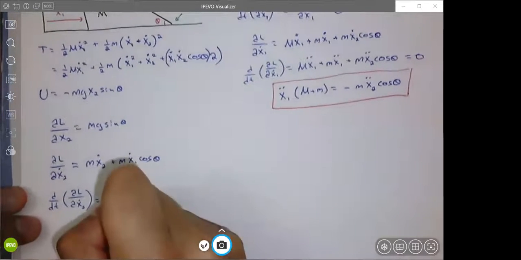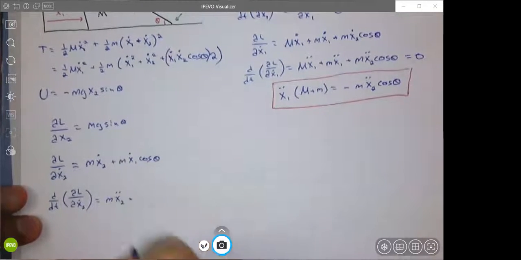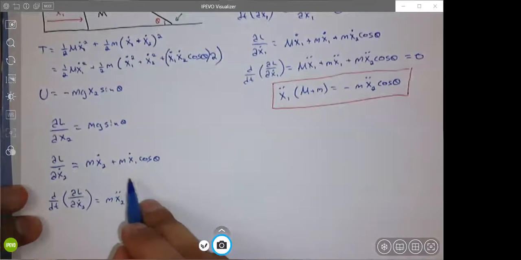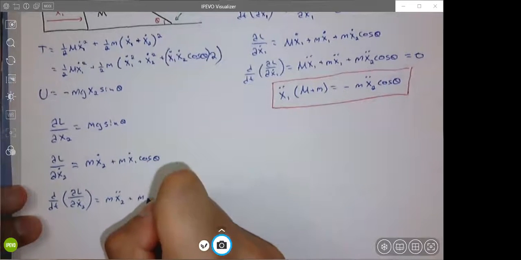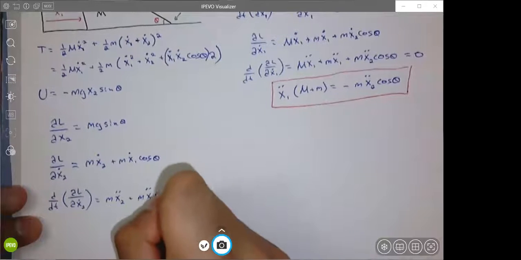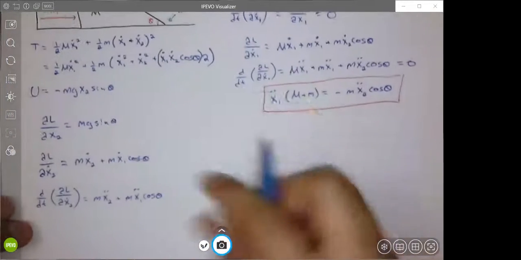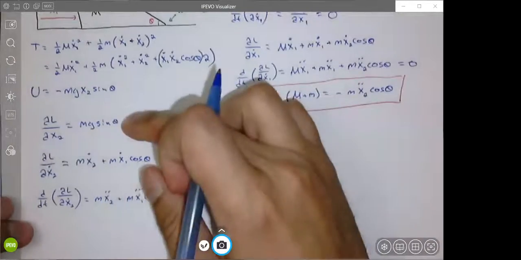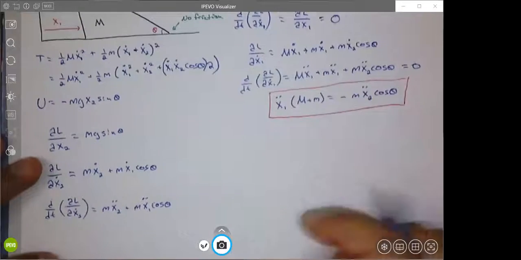So this first term becomes m x2 double dot, great, plus this term right here, which, since this thing's a constant, will become m x1 double dot cosine of theta. So this is equal to this. Let's put that together because the Euler-Lagrange says that this term is equal to that term. So let's set them equal to each other.